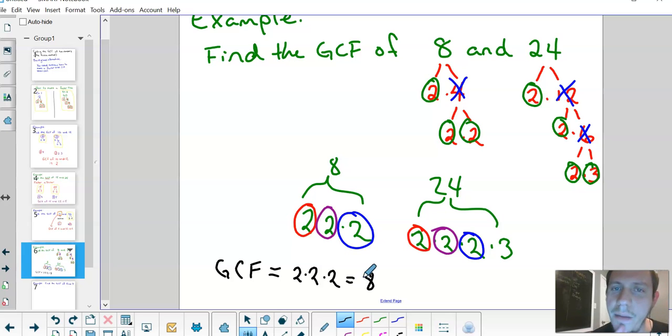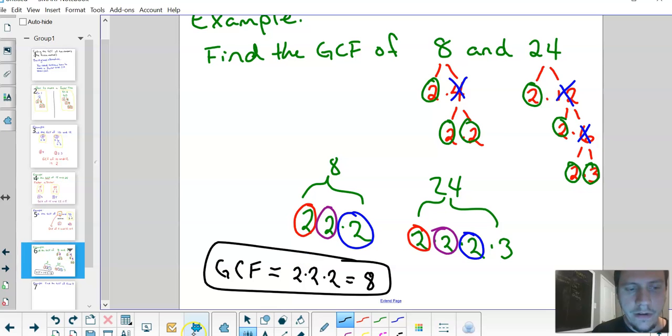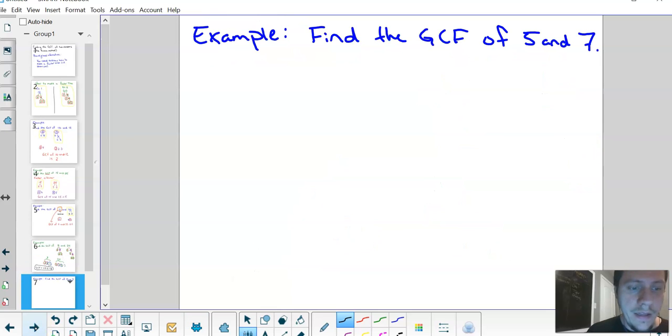And if you think about it, it kind of makes sense. The biggest number that is able to divide 8 and 24 is 8, right? Because 8 divided by 8 is 1, and 24 divided by 8 is, let's put it a different way. 8 times what is 24? 8, 16, 24, so 3. So that means that the GCF of 8 and 24 is 8. Right? All right.